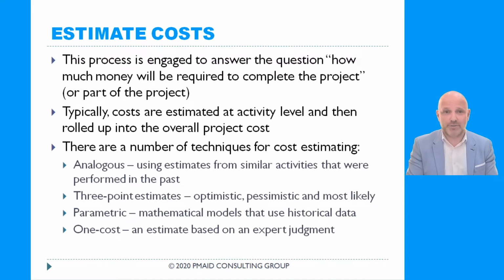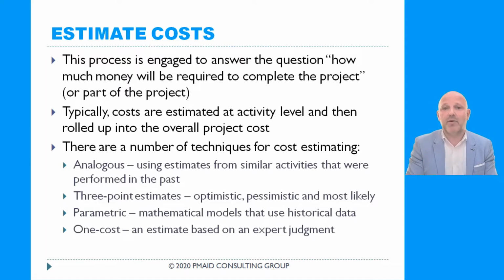Estimate costs. This process is engaged to answer the question how much money will be required to complete the project or part of the project. Maybe how much money it will take to complete a certain activity on our project. Typically, costs are estimated at activity level and then rolled up into the overall project cost. It's called bottom-up estimating. We use our work breakdown structure, WBS, to come up with a bottom-up estimate.